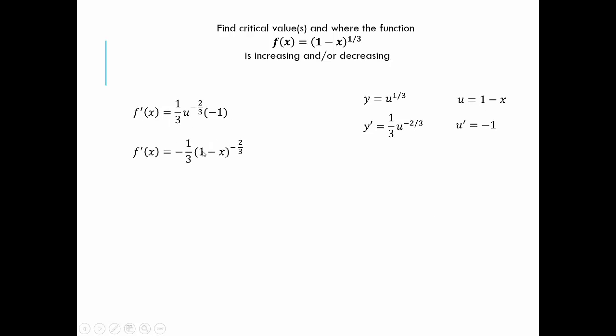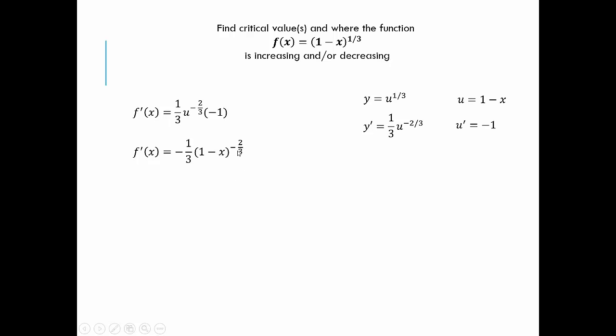Well, how do I find the critical values? I need to find the first derivative. This to me looks like a chain rule, so I'm going to set my y equals u to the 1/3 power. My u is 1 minus x. I take my derivative of my y, which I bring the 1/3 down. I subtract 1/3 minus 1 to get negative 2/3. I take my derivative of u. I get negative 1 because the 1's a constant, goes away. So my chain rule says to multiply those two pieces. I substitute back in my u.